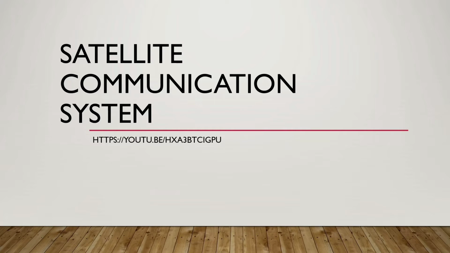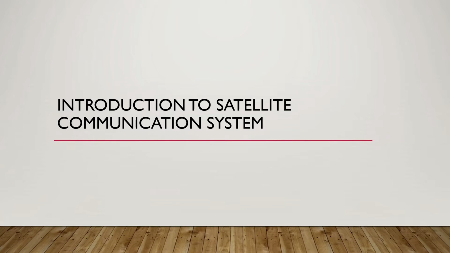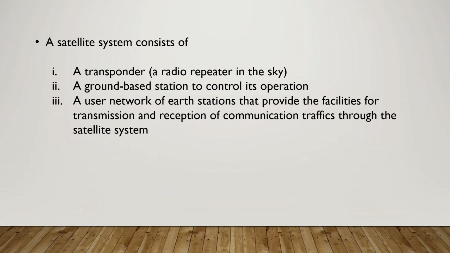Today, I would like to present to you about a satellite communication system. So, for the introduction to satellite communication system, a satellite system consists of a transponder, which is a radio repeater in the sky, a ground-based station to control its operation, and a user network of stations that provide the facilities for transmission and reception of communication traffic through the satellite system.